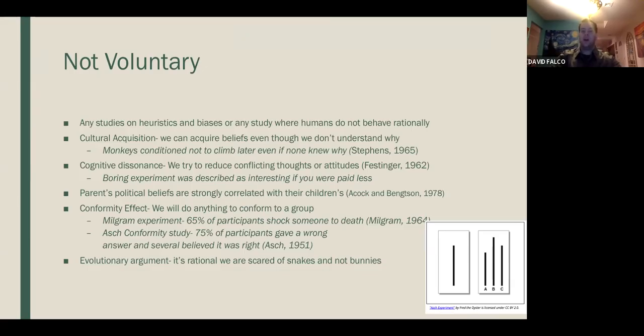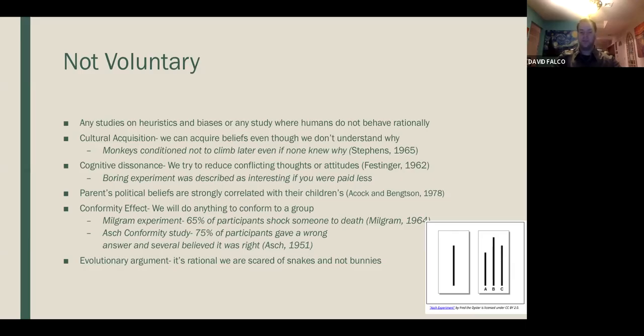About 50%, sorry, 75% of participants would at some point give the wrong answer. Many of them reported after the experiment that they didn't really believe what they were saying. They just wanted to go along with the group. However, quite a large subset of them actually did end up believing that A was indeed the correct answer just because of what the other people were saying. Again, kind of showing that your beliefs are heavily influenced by the other people around you and not completely voluntary in that sense.